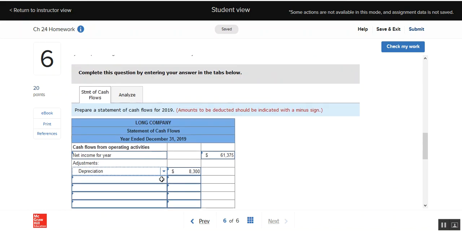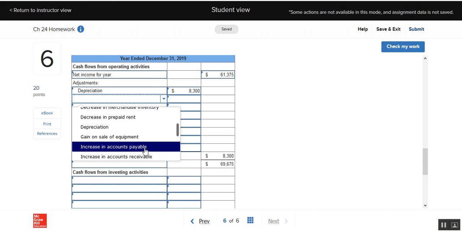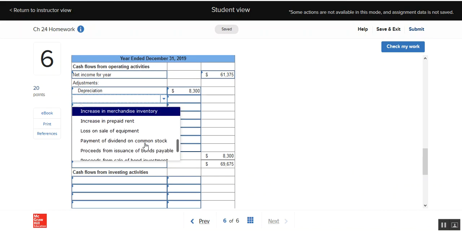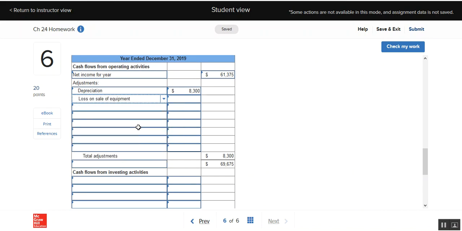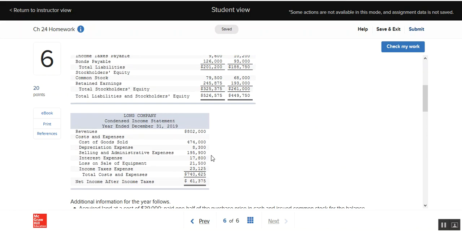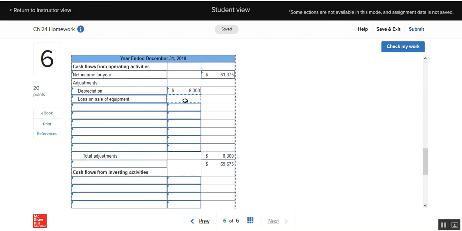So we're going to come down here, and we're going to find loss on sale of equipment. And I didn't pay any attention to how much it was. Let's see, $21,500. We're going to add back that loss on that sale. If this had been a gain on the sale of equipment, we would do the same thing, except it would say gain over here. And if it was a gain, we would subtract that. That would be a negative adjustment to our net income.